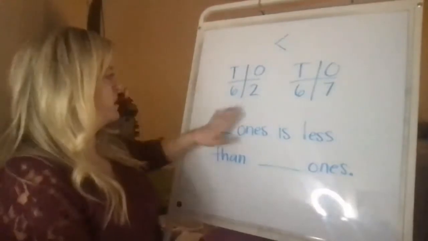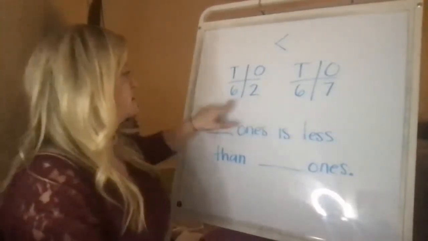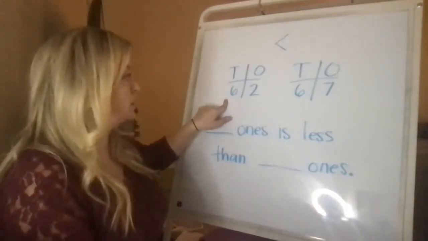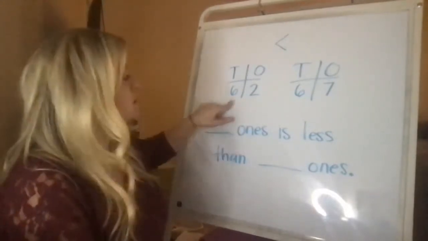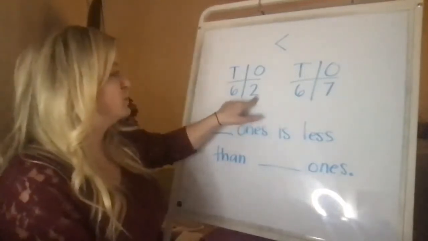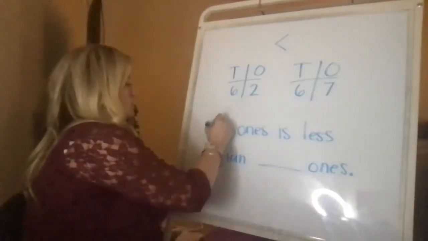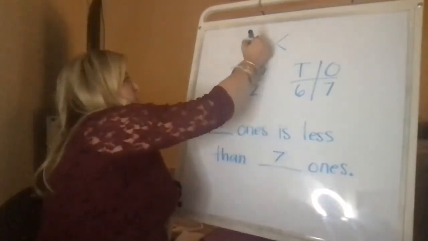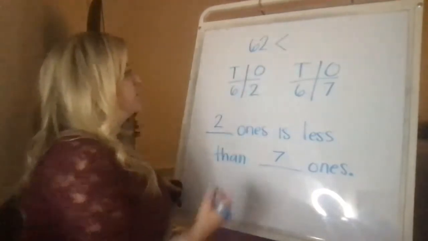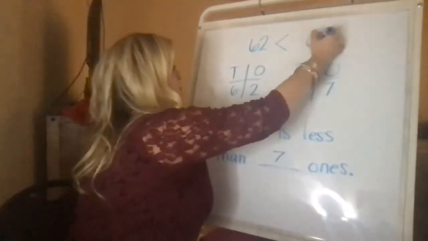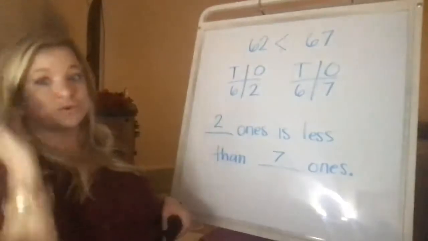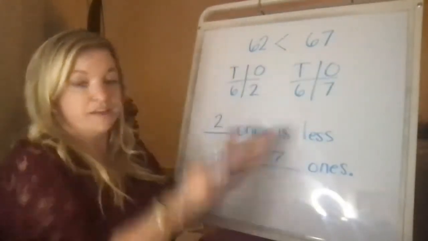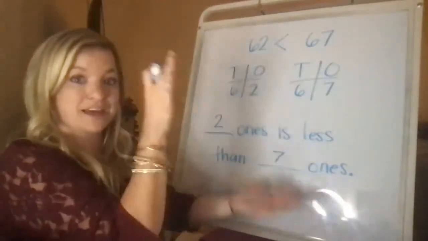So I'm looking here. I'm going to go to the tens, 6 and 6. They're the same. So now I need to figure out which number is smaller, which number is less or fewer. You go to the ones. Well, 2 is less than 7. So 2 ones is less than 7 ones. So 62 is the smaller number. 62 is less than 67. And if you get confused, remember your alligator should always be heading toward the biggest number. The alligator eats the biggest number.